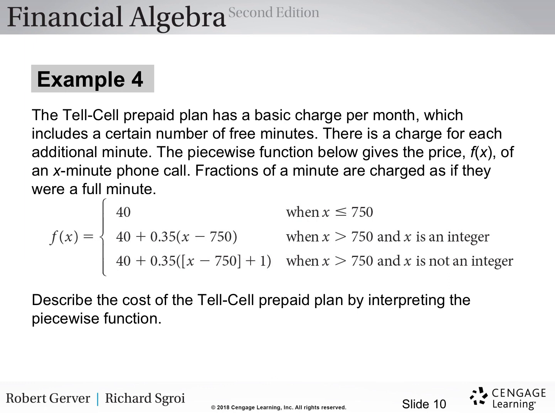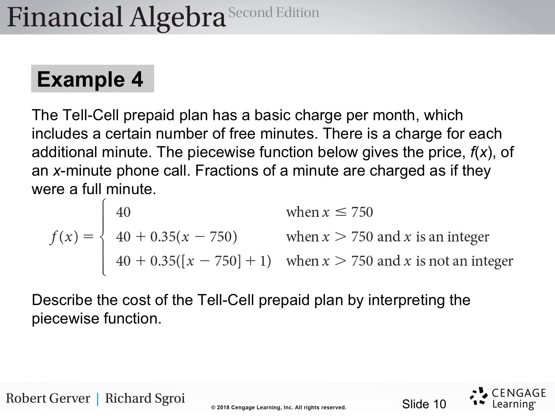Now, example 4. The Telcel prepaid plan has a basic charge per month, which includes a certain number of free minutes. There is a charge for each additional minute. The piecewise function below gives the price, f of x, of an x-minute phone call. Fractions of a minute are charged as if they were a full minute. Okay, so we got f of x is equal to 40 when x is less than or equal to 750. It's equal to 40 plus 0.35 for amounts over 750.